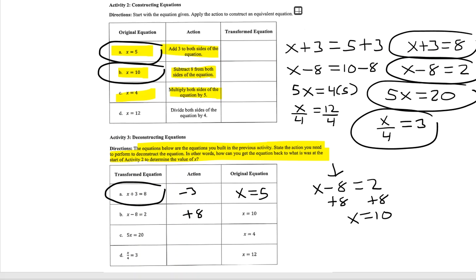Okay, let's look at the next one. It says 5 times x equals 20. Well, if we want that to just be an x, right now it's 5 times x equals 20. If we want this to just be an x, we have to get rid of the multiplication of 5. So we're going to have to divide by 5 on both sides. That's how we end up getting x equals 4.